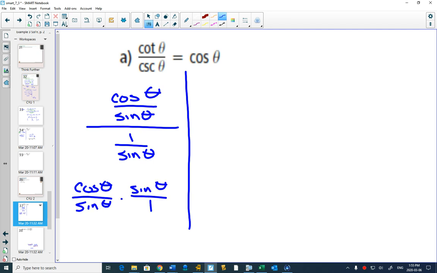Could we just state an early proof like cotangent over cosecant equals cos? No. The only ones you're allowed to use are the ones that we have so far, or anything on your formula sheet. Otherwise, this would say, how did you get from here to here? Right? Let's finish this up first. Now we can cancel those out. And so we get cos of theta. So left side equals right side, QED.